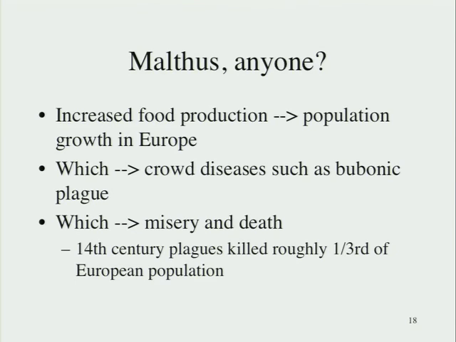You might say, okay, this leads to crowd diseases in Europe. We're going to talk about what a crowd disease is later, but for now let's just use the bubonic plague as an example, which results in misery and death in Europe. 14th century plagues killed roughly 1/3 of the population in Europe. So you might say, okay, this does sound like Malthus. You produce more food, you have too many people, the people end up dying in misery, and, well, misery and vice is Malthus' phrase, but in this case, misery. Dying of plague was a pretty miserable way to die.